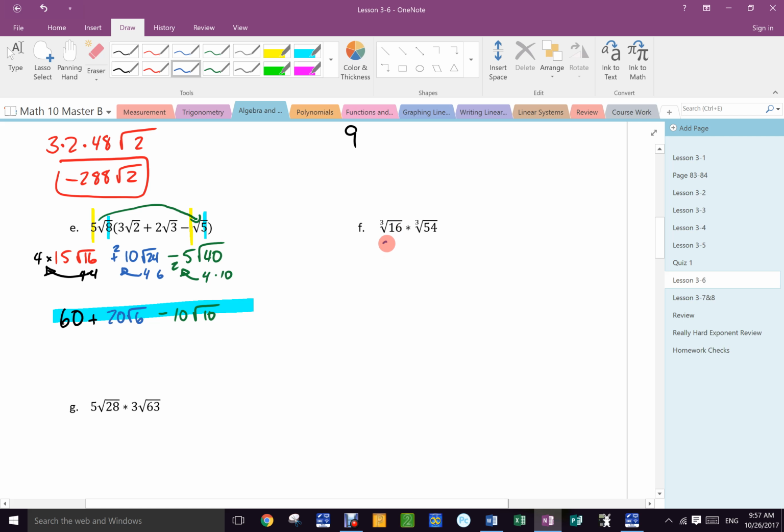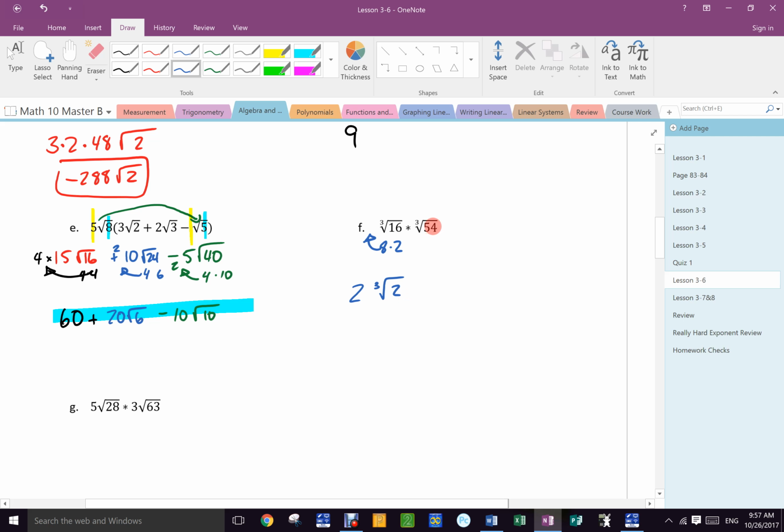8. That's 8 times 2, isn't it? What is the cube root of 8? 2. So what comes out? 2. What did I leave under there? 2. Everybody cool?